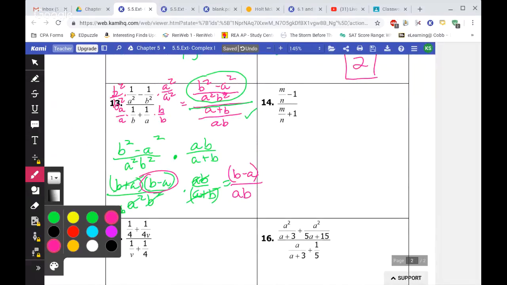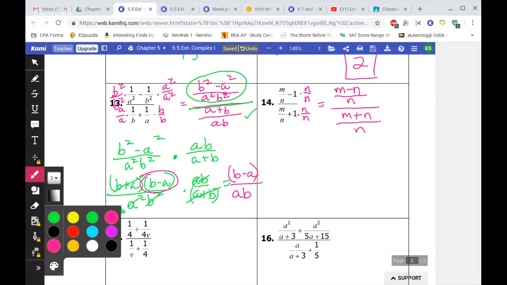All right. Number 14. Neither one of these is a single fraction in the numerator or the denominator, so we need to get them to be a single fraction. This 1 is missing a denominator of n, so we'll multiply it by n over n. And the same thing actually down here in the denominator. This 1 is missing a denominator of n because that would be 1 over 1. So we have m minus n at the top all over n divided by m plus n all over n in the denominator.